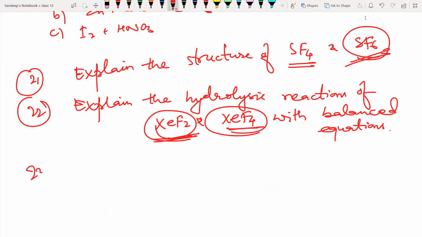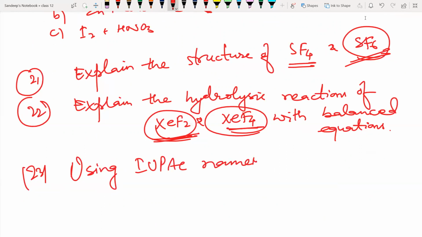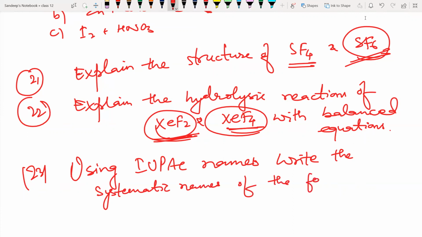Next, you have to remember, or you have to know how to write using the IUPAC system, the nomenclature using IUPAC names. Write the systematic names of the following. So first is Ni(CO)4. So it is tetracarbonylnickel(0).